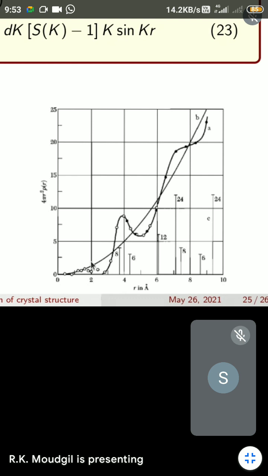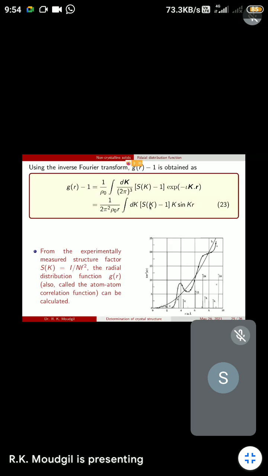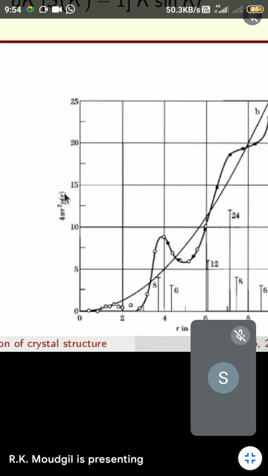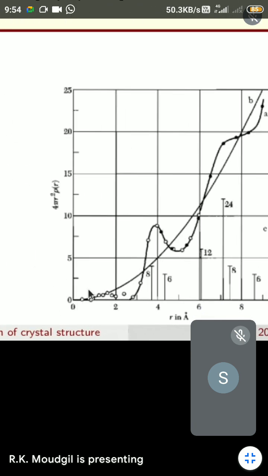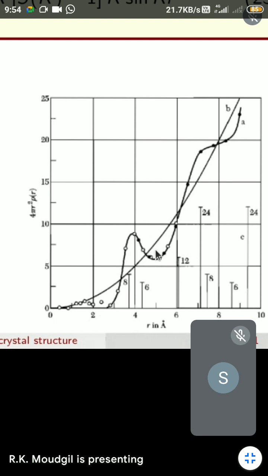Now you see this curve. The curve A is the curve which is based upon the experimental data of S(K), and from there you get G(r), and then that G(r) is substituted in ρ(r). So we get this curve. Now you can see that there is some structure here at short range, but then there is no major structure. So there is only short range order.